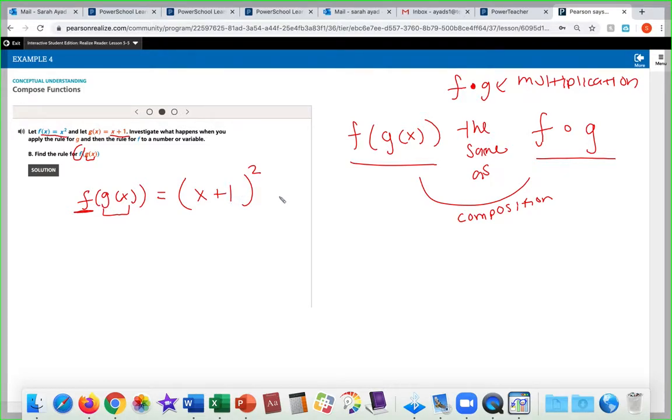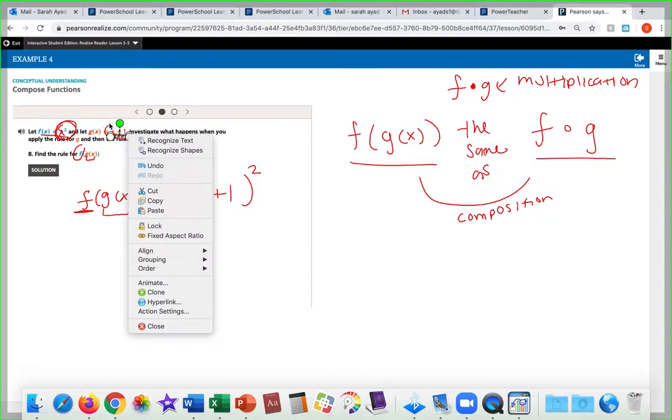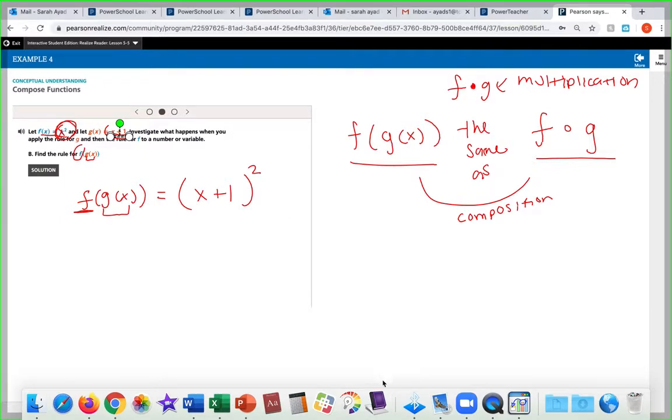So does everyone see what I did there? I took this function f, x squared, and instead of x, I take out the x. I put in g of x, x plus 1. All right, now I need to simplify. So what does x plus 1 squared mean? It means x plus 1 multiplied by itself. So then I FOIL, I get x squared plus x plus 1, giving me x squared plus 2x plus 1.